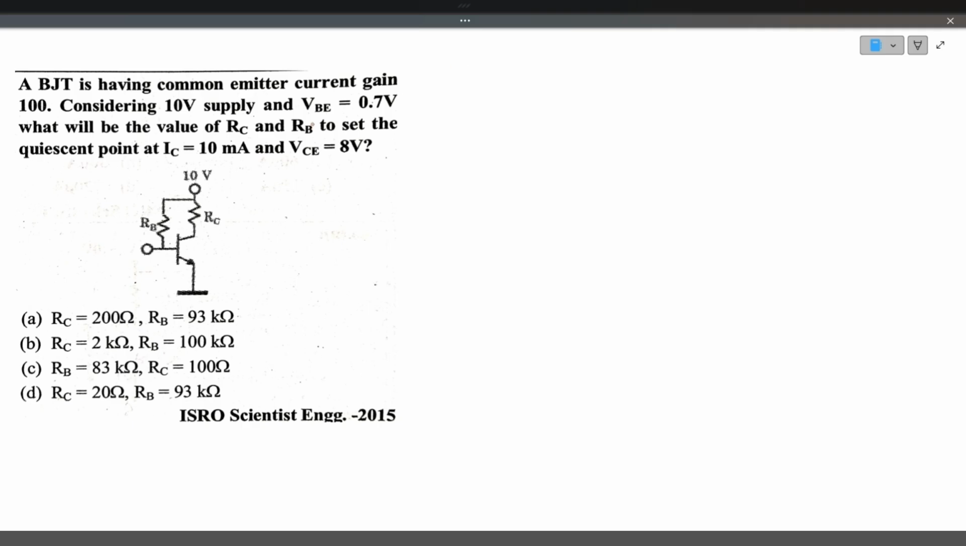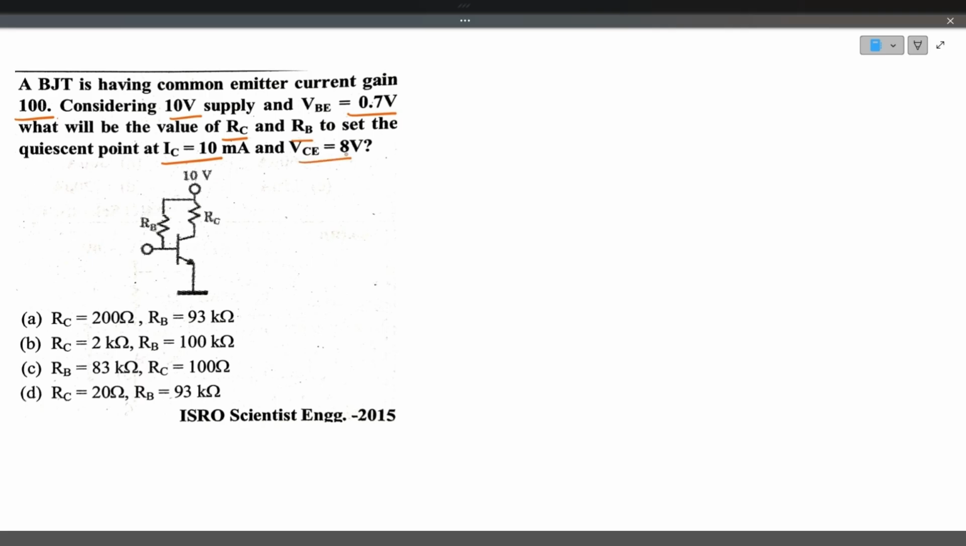Now we'll see the next question. A BJT has a common emitter current gain of 100. Consider a 10 volt VCC supply. The base emitter voltage is 0.7. What will be the values of collector resistance RC and RB to set the Q point: IC at 10 milliamps and VC at 8 volts?